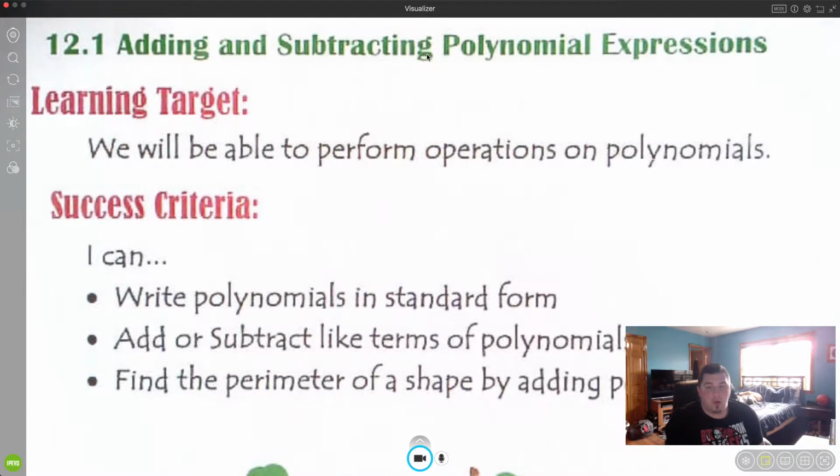Welcome to 12.1. This is adding and subtracting polynomial expressions. Today and in the next video, we're going to be talking about performing operations on polynomials. Okay, we're not going to divide, but we're going to add, subtract, and multiply. So today's learning target is we'll be able to perform operations on polynomials, specifically adding and subtracting.